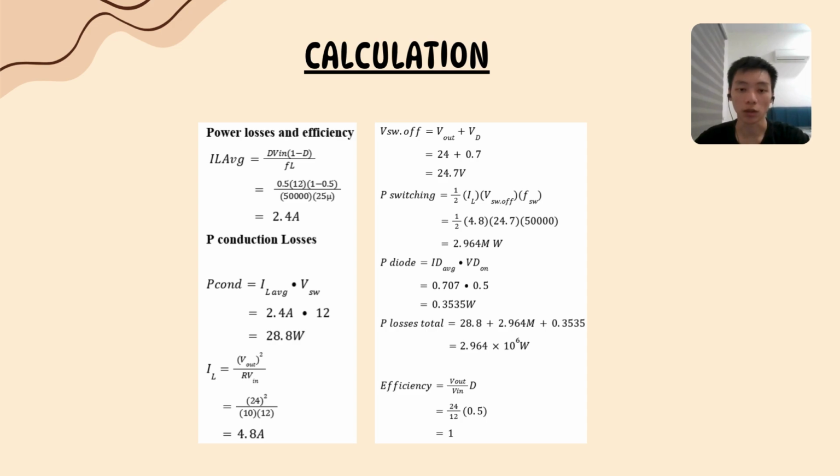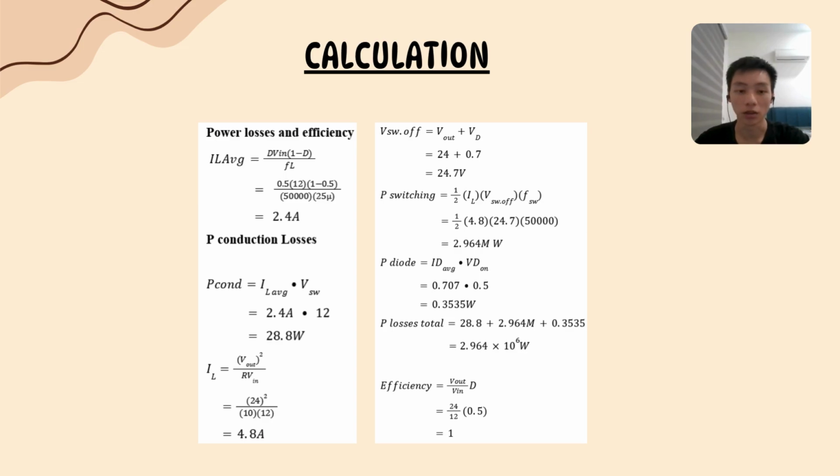Now move on to the calculation of the power losses and efficiency. First, we calculate the average inductance current, which is equal to duty cycle multiplied by voltage input, multiplied by bracket 1 minus duty cycle, divided by bracket switching frequency multiplied by minimum inductance. After substituting the values into this formula, we get the result of 2.4 amperes.